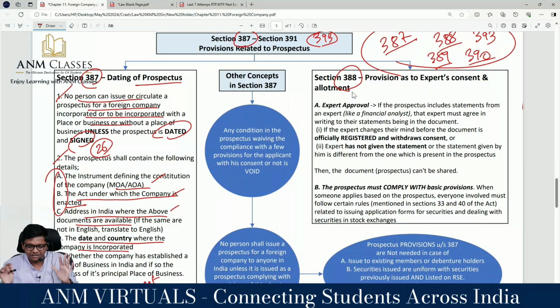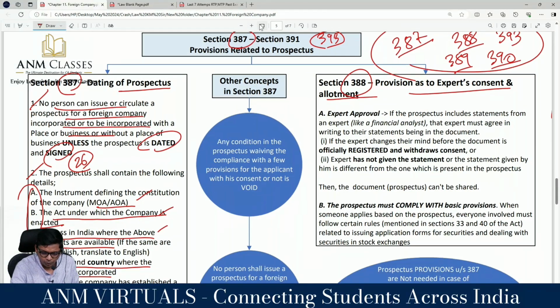Same thing is in section 388. Provision as to experts' consent and allotment. Let's read for everybody's satisfaction. So how do I know it's same? Then why is a separate section there?